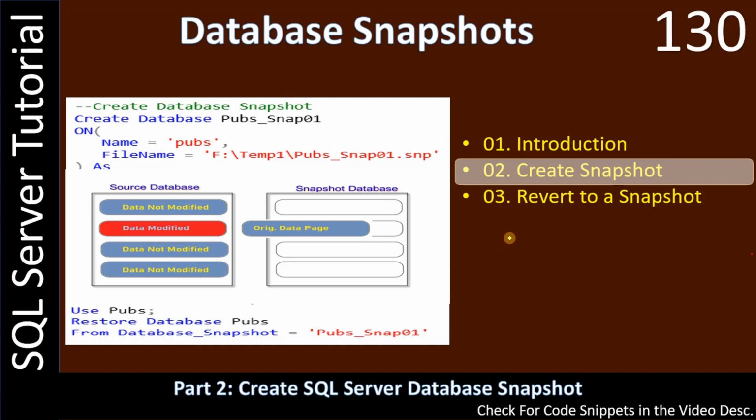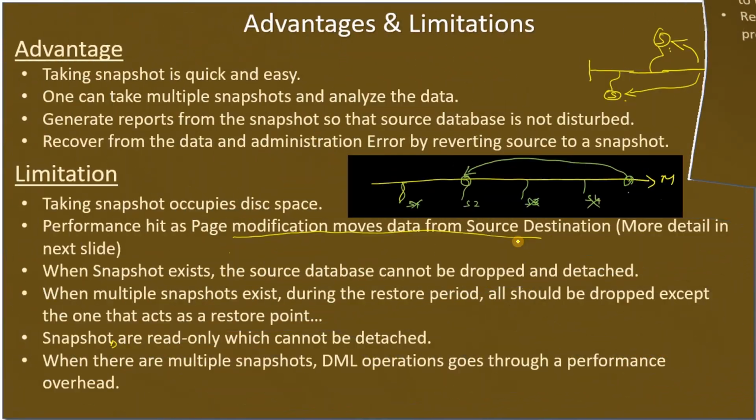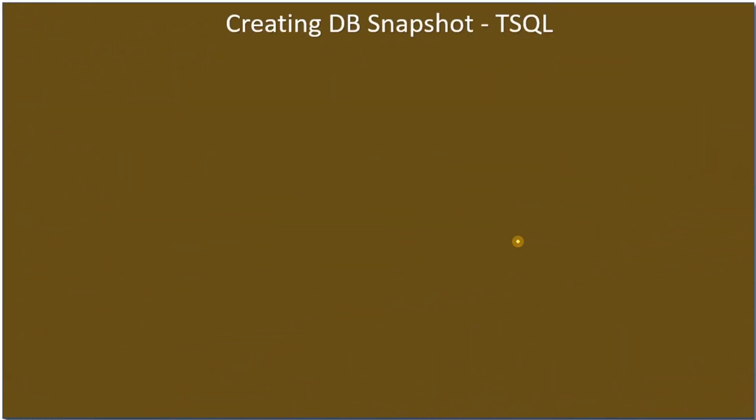In this video, we will see how to create a database snapshot. To create a snapshot, we have to use the T-SQL CREATE DATABASE snapshot of pubs. So this is our database name. Here we are giving the database name as pubs, and this one here denotes the snapshot name.